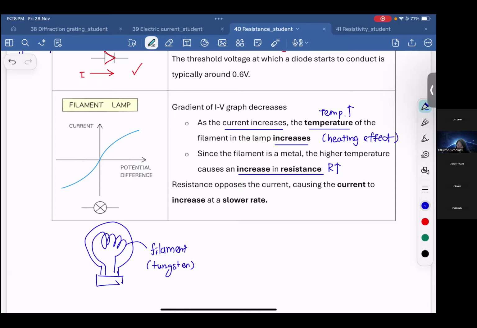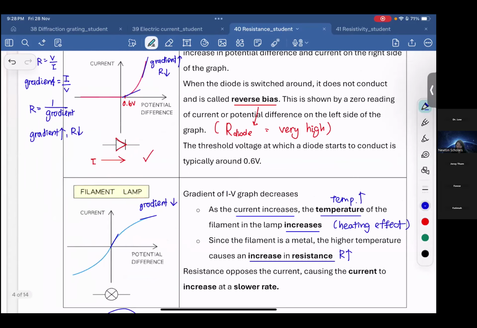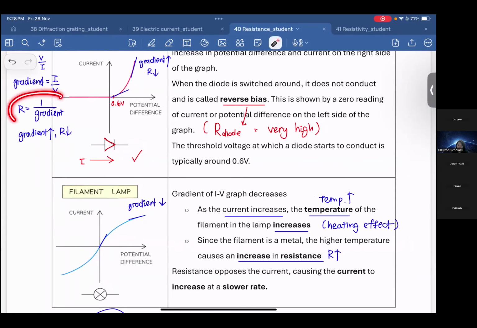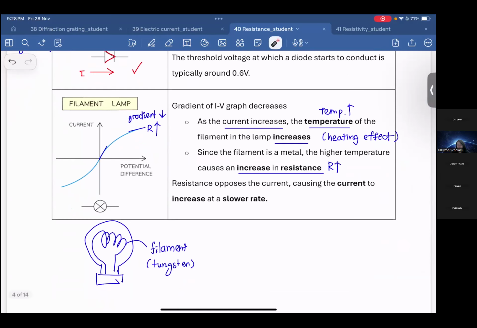Is it increased? We look at this. Draw the line, and then draw the line. Can you see this gradient is smaller compared to the start here? It's less steep. Starting here is a steeper line. This one is less steep. The gradient decreases. 1 over gradient is your resistance. So when your gradient decreases, your resistance will increase. From time to time, as current flows through the filament lamp, the resistance will increase. Is that clear?